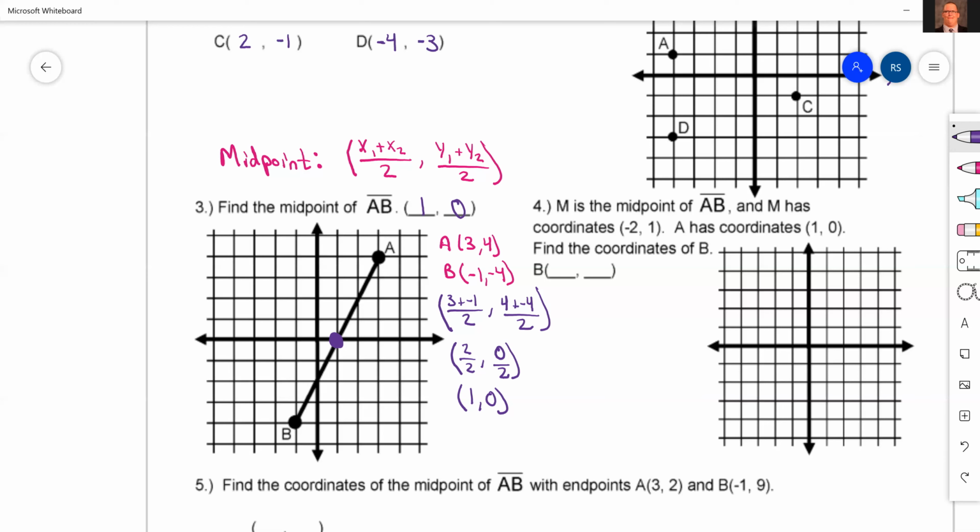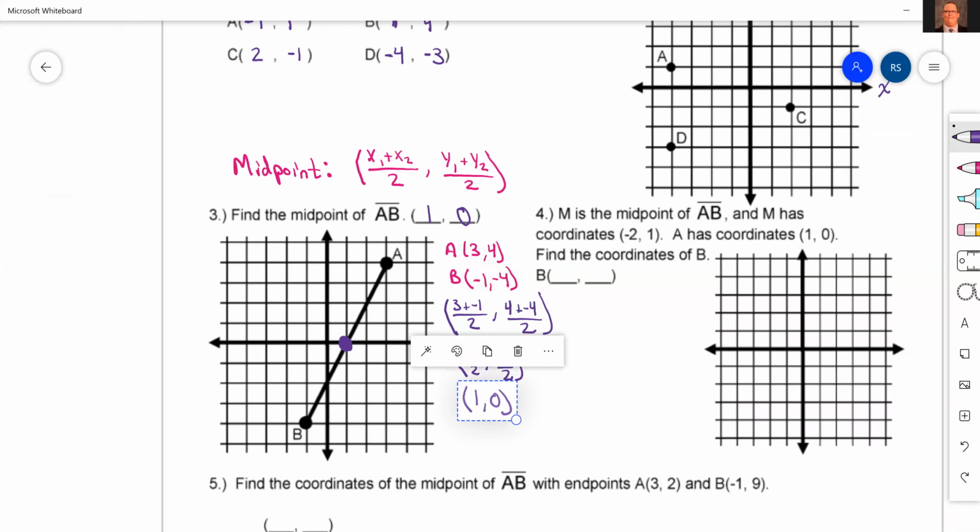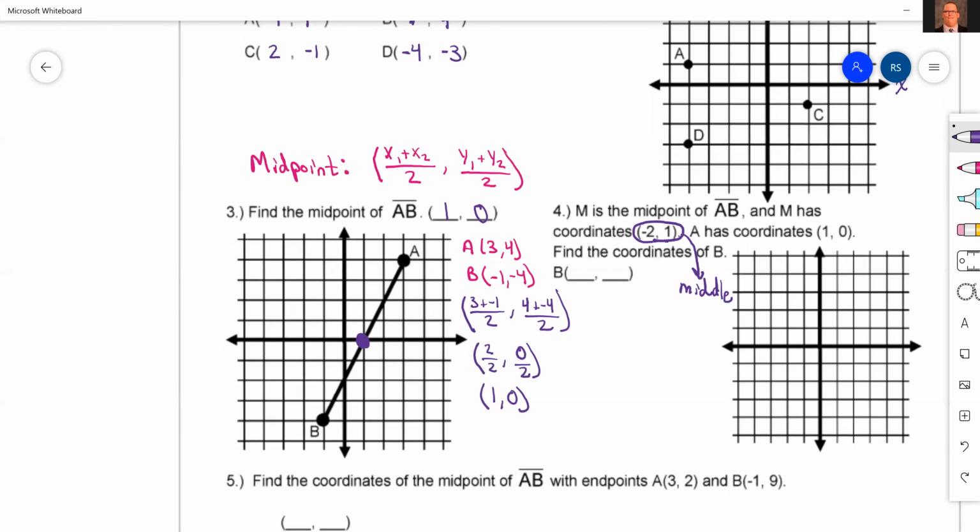Okay, number 4, M is the midpoint of AB. So now we're having to go backwards. They give you the midpoint right there. M has coordinates of -2, 1. A has coordinates of 1, 0. Find the coordinates of B.